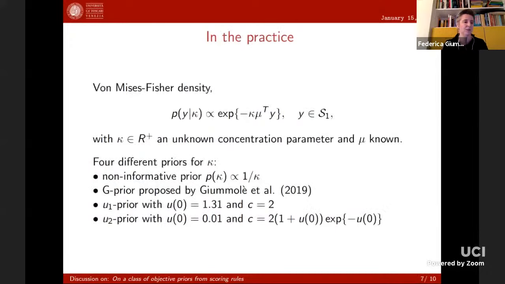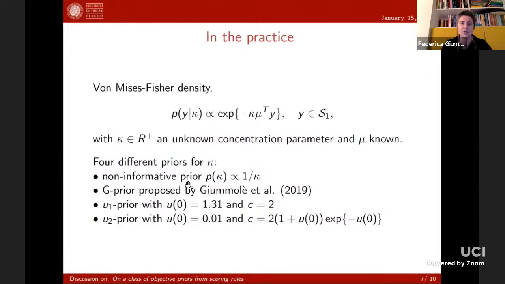Last thing I wanted to say is that I've tried to use these U priors, in particular two U priors suggested in the paper. I've tried to apply them to a particular example, which is inference on the concentration parameter for a directional model, which is the von Mises-Fisher density. So I've fixed the direction parameter mu, and the parameter of interest is k, the concentration parameter. I've considered four different priors.